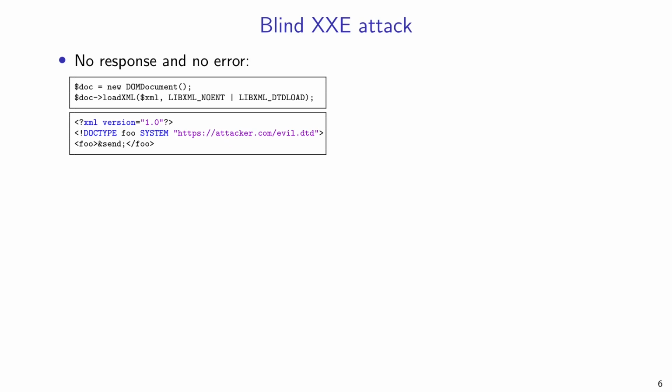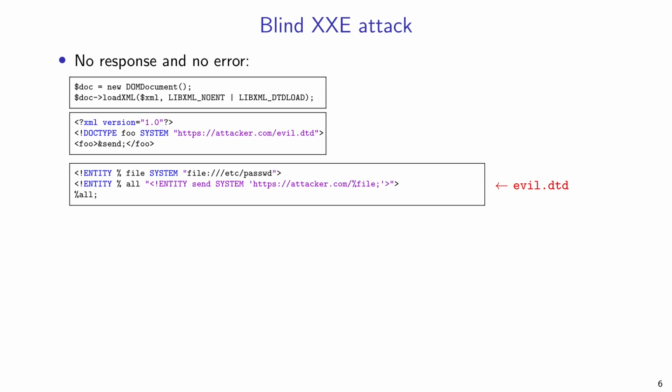This file, in turn, will contain this code, which defines the send entity as an external entity pointing to this URL, where the path of the URL refers to this file entity that is defined as an external entity containing the contents of the file that the attacker wants to exfiltrate. So as a result, the parser will request this URL, leaking the contents of the file to the attacker's server.